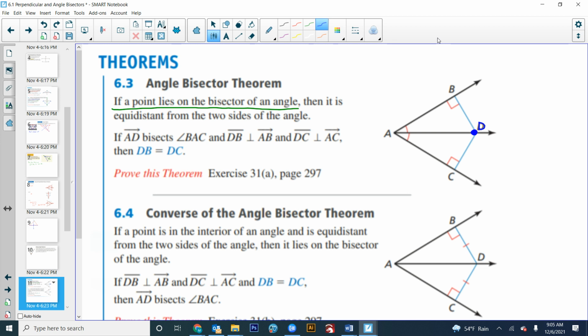What's the name of the angle bisector in this picture? Emma, what do you think? What would you name that angle bisector up there? Angle BAC. That's the angle that's being bisected. What's the name of the thing doing the cutting in half? Is it a line? Is it a ray? Is it a segment? AD. Good. Ray AD is the angle bisector.